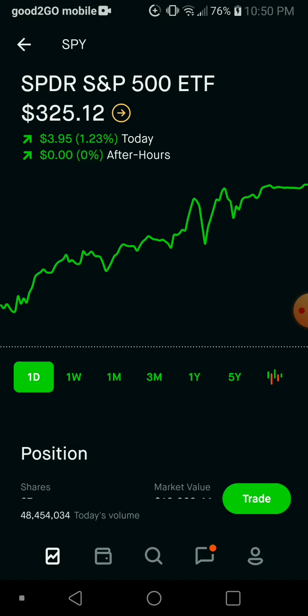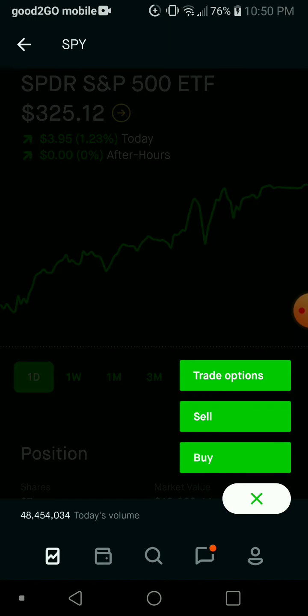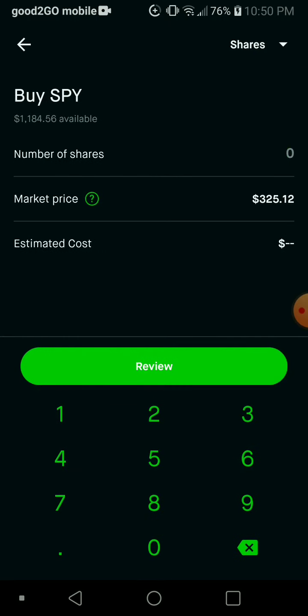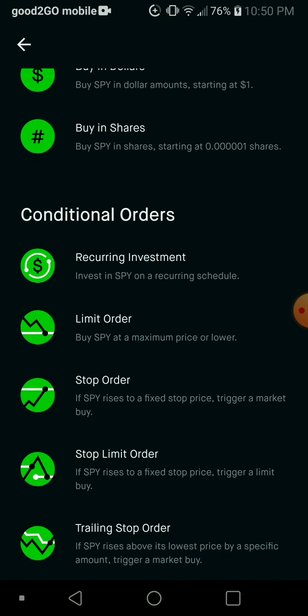So how to do that? Again, we're going to go to the bottom right side where it says trade. Whether it's buy or sell doesn't matter. Let's go for buy this time. As we said, by default, it goes to market. But this time we don't want to buy using the market order. We want to create a limit order. So we're going to go to the top right side where it says shares and click on it. It's going to give you the other options of buying or selling stock.